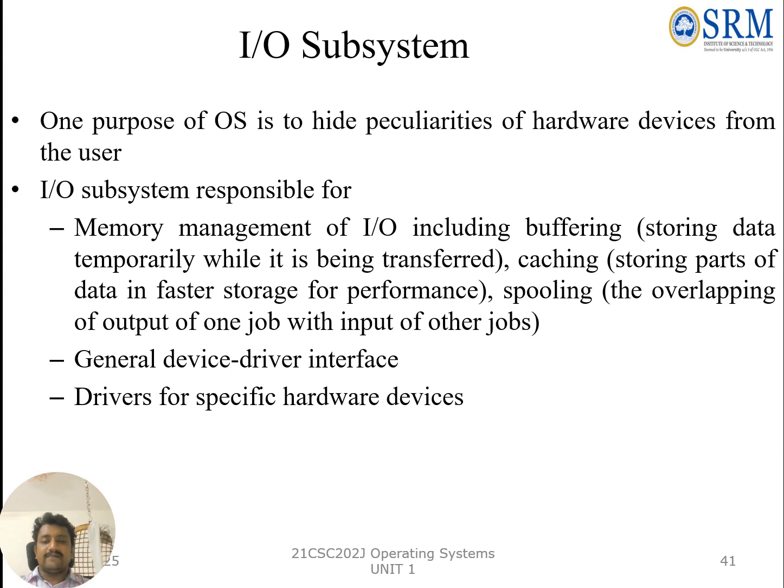Then we have cache, which is the storage of data where fast transfer and performance happen. Then spooling is the overlapping of one job with another job. These are the various responsibilities provided by the I/O subsystem. Now we have the interface available with the device driver, which covers USB, I/O devices, peripheral devices and everything. Each of them will have a general device driver interface.